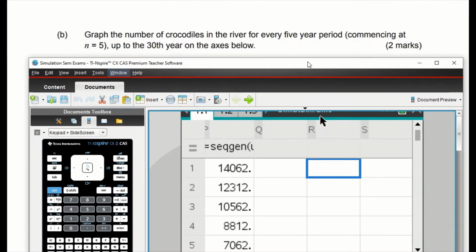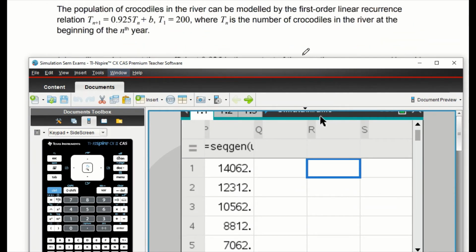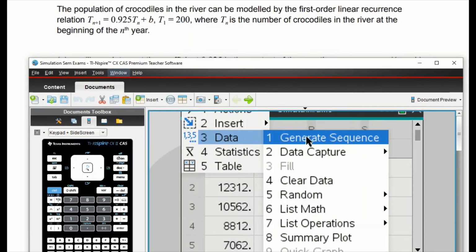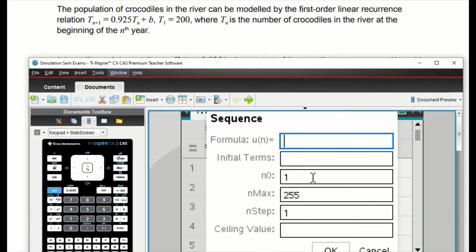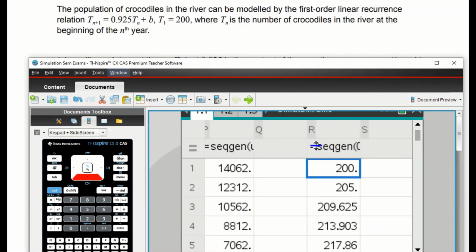Alright, so let's generate the sequence by typing in the first order recurrence relation equation that we have. So menu, data, generate the sequence. In this case, 0.925. Remember, in our calculator you are given un, so that's why your term here you should change to u then n minus 1. Then after that, plus b, plus 20 just now. The initial term you are given, t1, is 200. Then you are able to find the whole thing.